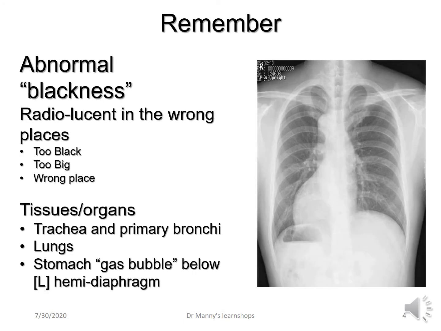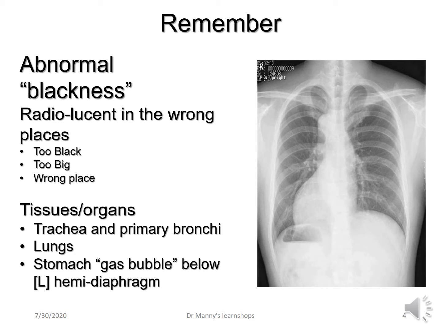Now you also have to remember there are images that are created with abnormal blackness, and radiolucent images that are in the wrong place. So remember, too black, too big, wrong place. This is related again to tissues and organs such as the trachea, the primary right and left bronchus, the lungs, and the stomach, which has a gas bubble under the left hemidiaphragm, not the right hemidiaphragm.